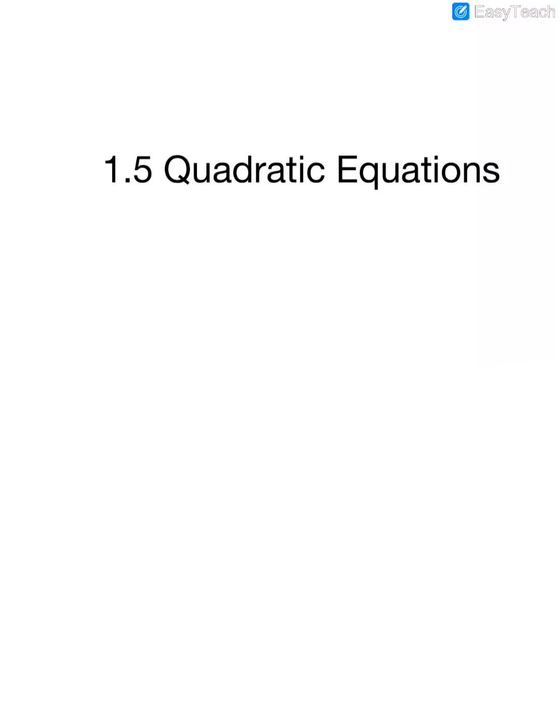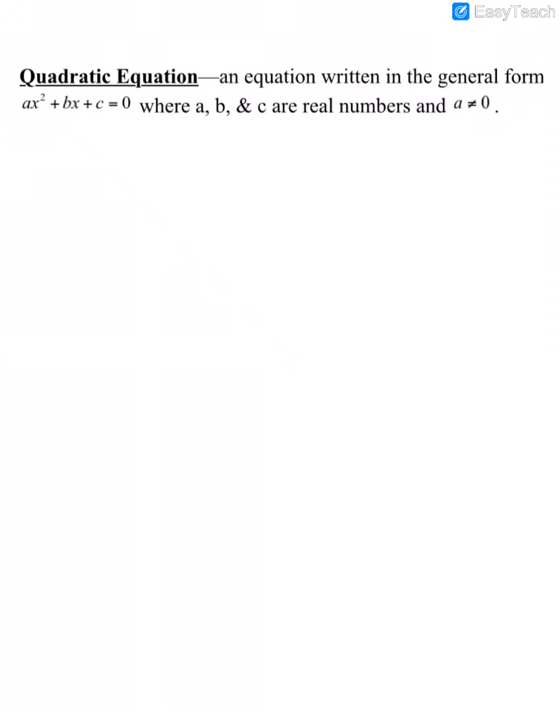Quadratic equations. A quadratic equation is an equation written in the general form ax squared plus bx plus c equals 0, where a, b, and c are real numbers and a does not equal 0. The reason why a cannot equal 0 is because that would get rid of that x squared term, and we have to have the x squared term in order for it to be a quadratic equation. If that x squared term was not in the equation, then all we would have is the bx plus c, and that would be a linear term.